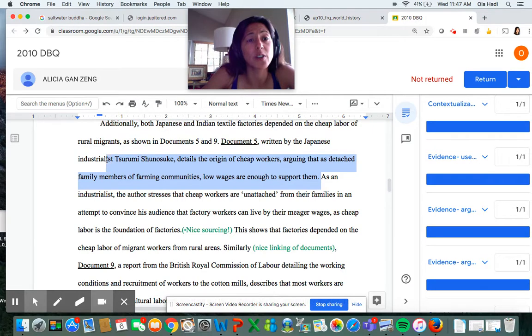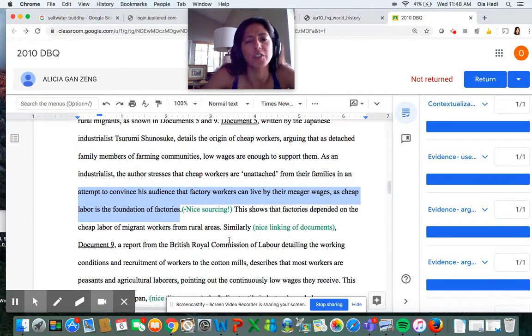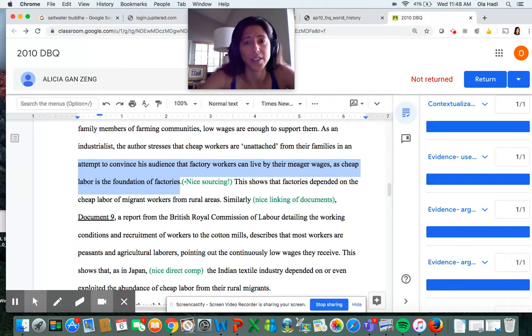Now that's what he's arguing, but should we trust him because he is an industrialist? "As an industrialist, the author stresses the cheap workers are unattached from their families in an attempt to convince his audience that factory workers can live by their meager wages, as cheap labor is the foundation of factories." That's really nice sourcing. She's saying the author's point of view, and this is why he's saying it's enough, when in reality it might not be enough. Their wages might not be enough.